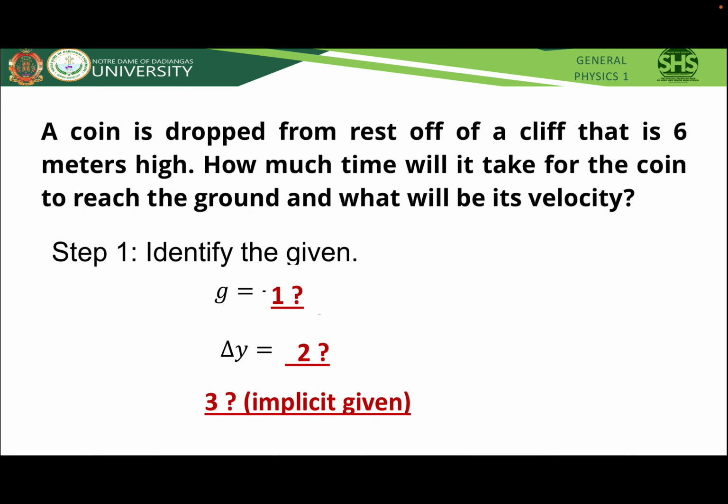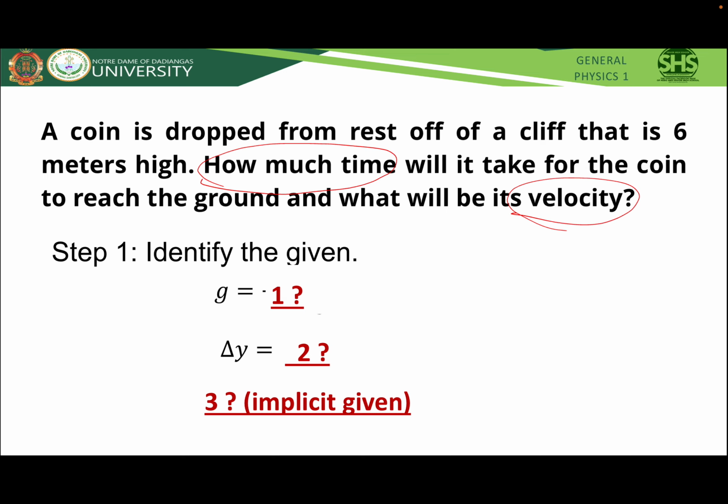Now, let's move on to the next one. A coin is dropped from rest off of a cliff that is 6 meters high. How much time will it take for the coin to reach the ground, and what will be its velocity? So here we do have two unknowns. How much time and what will be the velocity? So we need to find two things. Okay? Now, dahan-dahanin lang natin. Let's identify the given first.